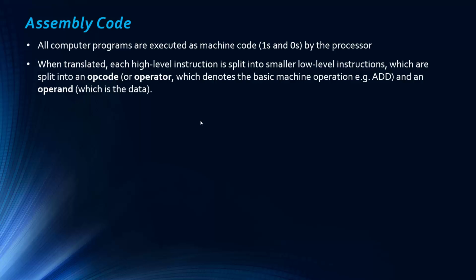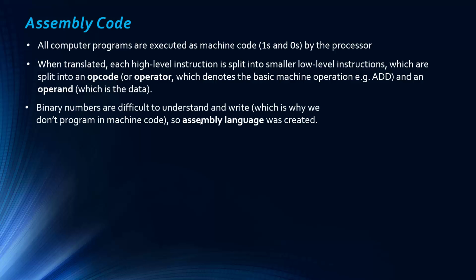These low level instructions are split into something called an opcode or operator, which is for a basic machine operation, so adding, subtracting, and then you have the operand, which is the data used. So with 5 plus 6, 5 and 6 are the operands, and add is the operator or opcode. Binary numbers are very difficult to understand, and so we don't want to code in machine code. I've added colours and spaces here, but you wouldn't be able to make sense of what this means.